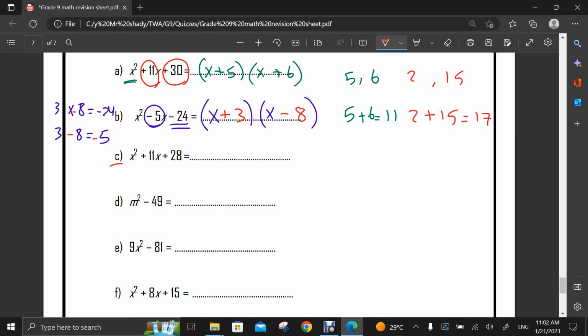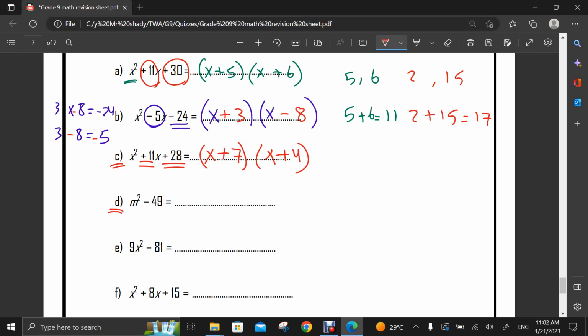So let's see letter C. x power 2 plus 11x plus 28. Two brackets, x and x. Searching for two numbers, the multiplication is positive 28 and the addition is 11. Now it's easy, 4 and 7. So it will be positive 4 and positive 7.